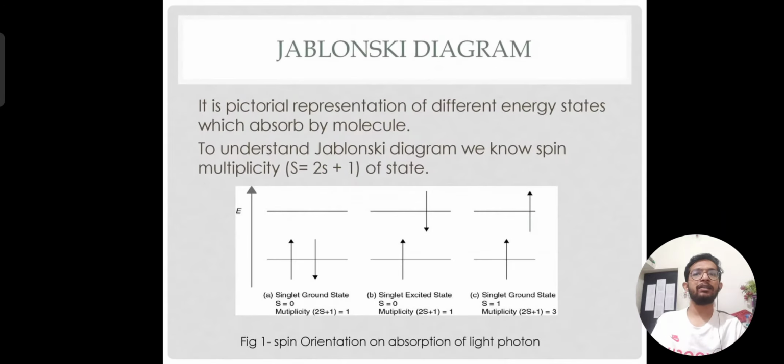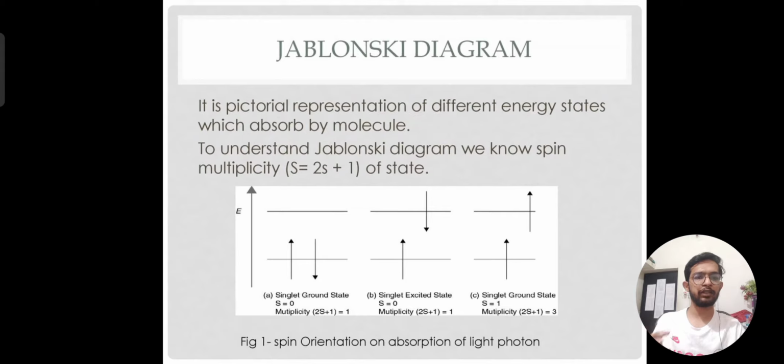Now, as said earlier, photochemistry has a variety of applications. Now, let us turn our attention towards the Jablonski diagram. The Jablonski diagram is the pictorial representation of the electronic states of a molecule and the transitions between them. Before that, we will try to understand the spin multiplicity of a state.